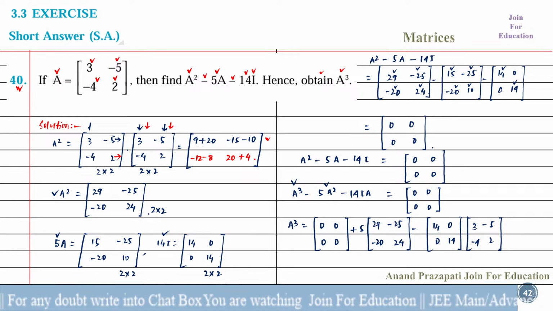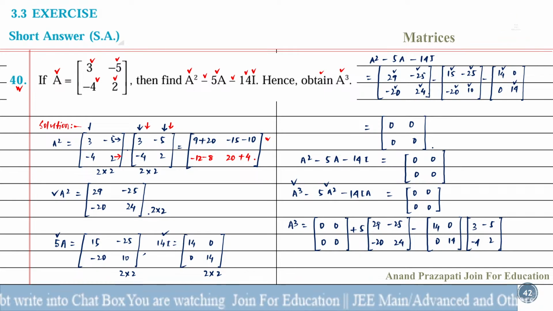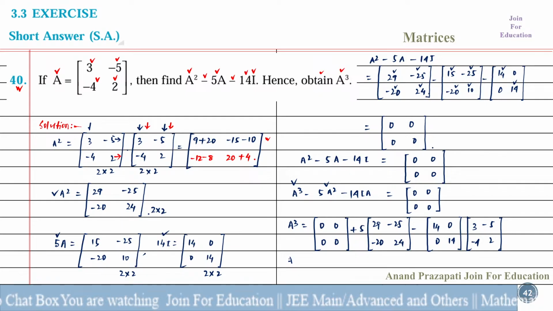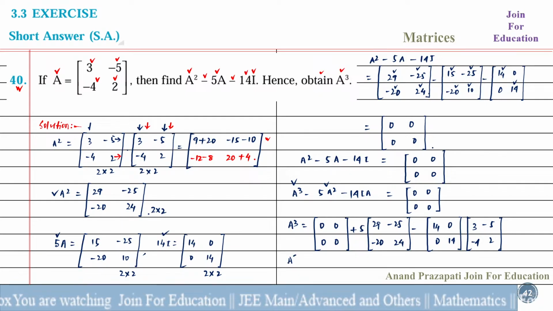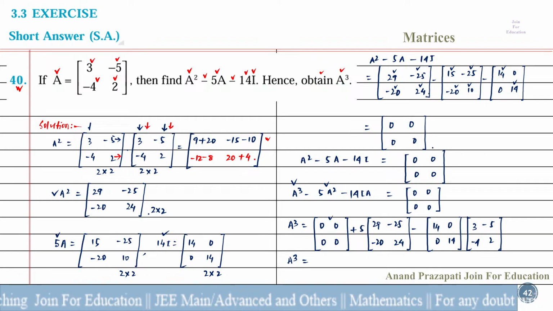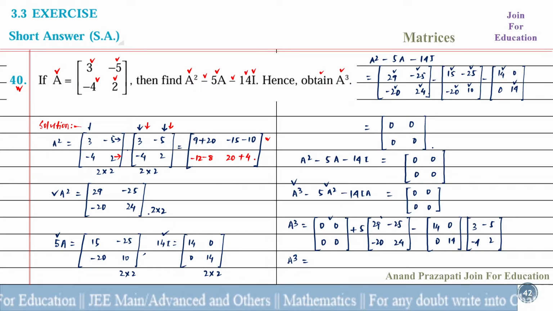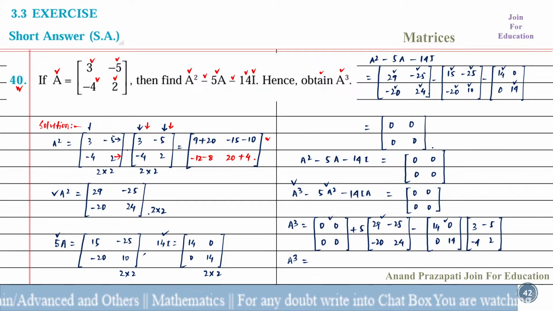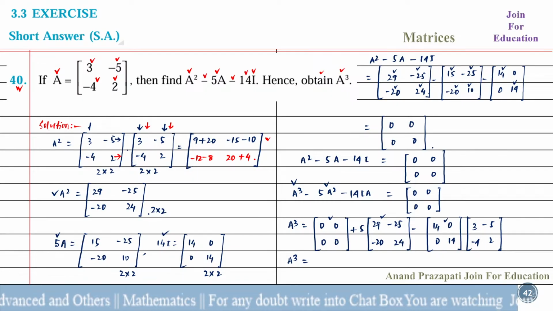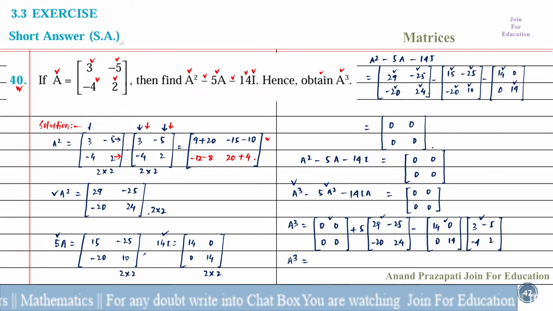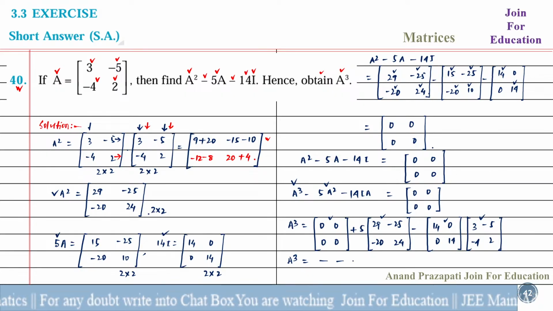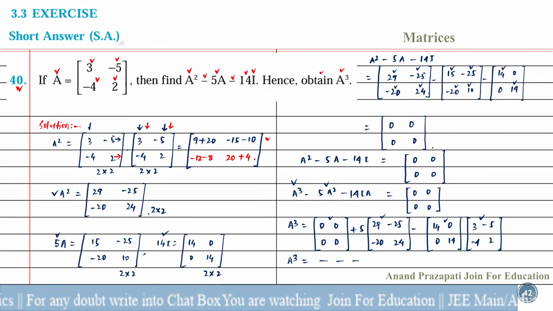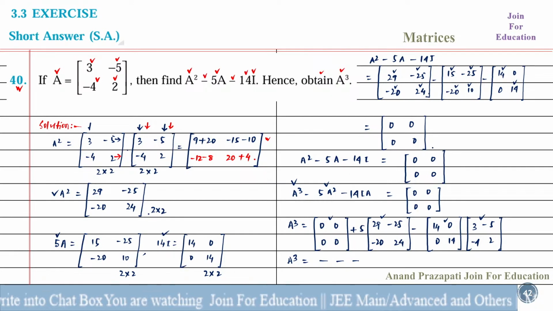So you find out yourself, and we get the value of A cube: this one plus 5 into this one, minus the multiplication of this one into this one, and we get the value of this one. You do yourself. If you have a problem, write into the live chat box, I will solve.